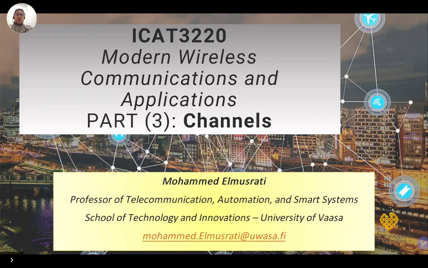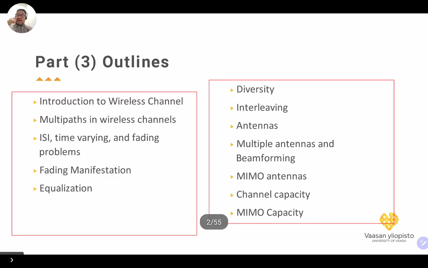If we go to the part 3 outline, we will have an introduction to wireless channels in this clip, then multipaths in wireless channels, inter-symbol interference, which is known as ISI, time varying and fading problems, fading manifestations, and equalization. Equalization is a technique used to handle or mitigate the ISI problem. Then diversity, interleaving, antennas, multiple antennas and beamforming, MIMO antennas, channel capacity, and MIMO capacity. Those topics will be covered through this part 3 over 3 or 4 clips.